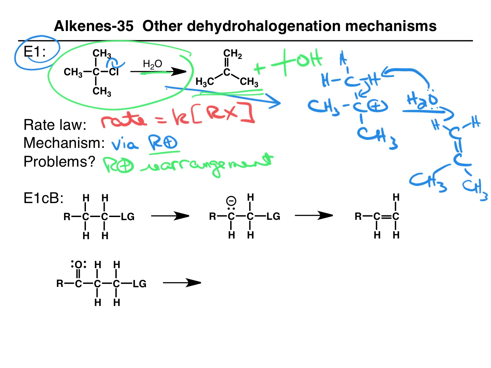A different elimination mechanism is called E1CB, elimination unimolecular by the conjugate base. So for example, if we have an alkyl halide, or whatever our leaving group is, then a base would abstract a proton from the carbon adjacent to the leaving group, and then these electrons would sit on the carbon, giving us this conjugate base. And now these electrons can fold in here to form the double bond, pushing away the leaving group, giving us this alkene.